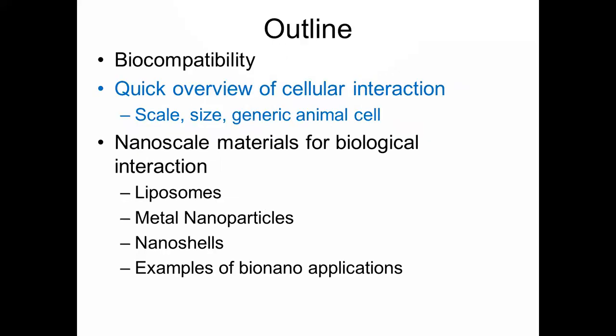So let's take a quick overview of cellular interaction and look at the scale and size of a generic animal cell. And again, this is quick. I would encourage everybody to take a class on things like molecular cell biology, which in itself would be a 3 or 6 credit course in college, and you would certainly need a bio background. So we're going to go over this in a relatively short amount of time.